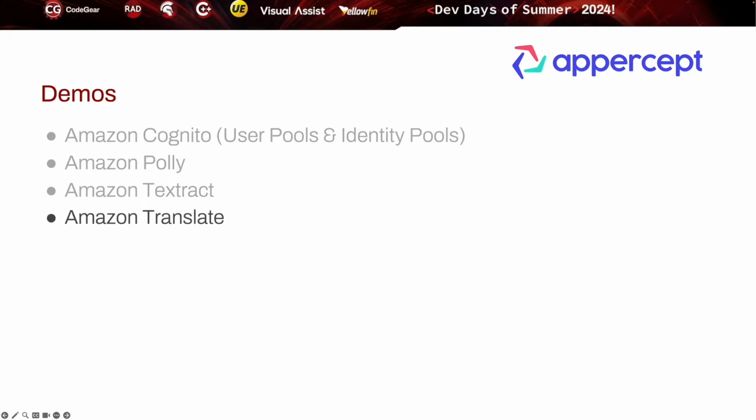Okay, let's move on to Amazon Translate. Amazon Translate can take text from one language and translate it into another of Amazon's supported languages. Let's take a look.